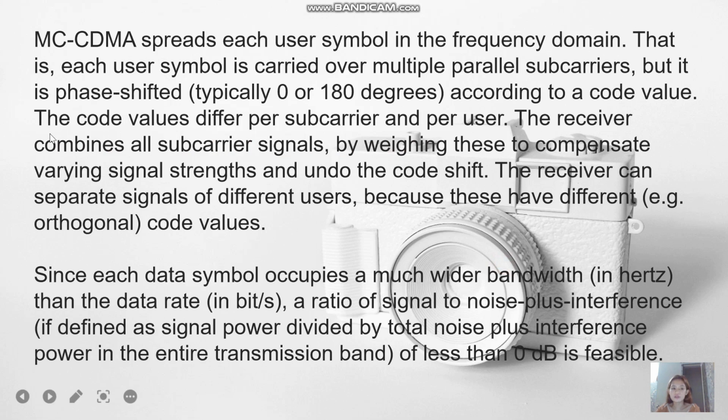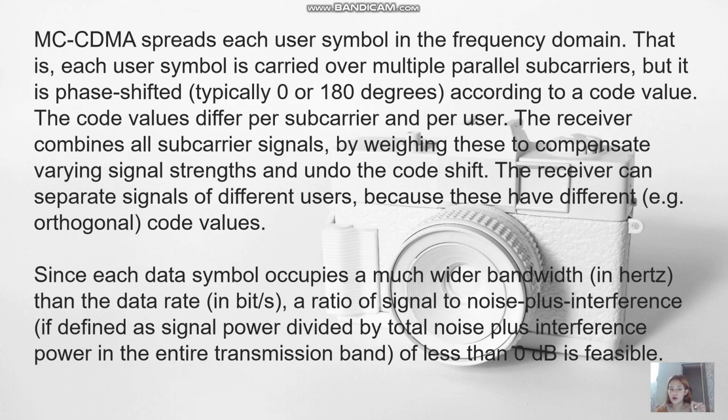Moving forward, additional information here: MC-CDMA spreads each user symbol in the frequency domain. That is, each user symbol is carried over multiple parallel subcarriers, but is phase shifted, typically 0 or 180 degrees, according to a code value. The code values differ per subcarrier and per user, and the receiver combines all subcarrier signals by weighing these to compensate for varying signal strength and undo the code shift. So the receiver can separate signals of different users because they have different code values.